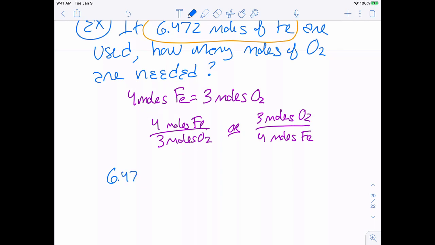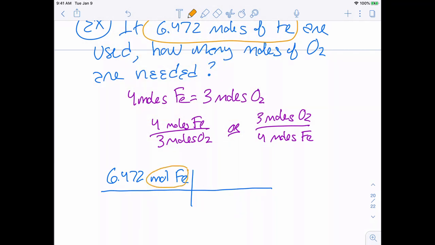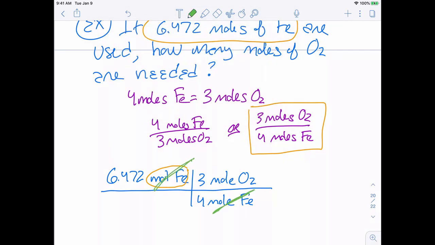So 6.472 moles of iron. And then remember, we're going to multiply it by our conversion factors so that our units cancel. Since I have moles of iron on the top, I need to have moles of iron on the bottom. So this is the version I want to use so that they cancel. I'm going to have 4 moles of iron down here, and then 3 moles of oxygen on the top. When I do that, moles of iron are going to cancel each other out, and I'm going to be left with moles of oxygen as my units.